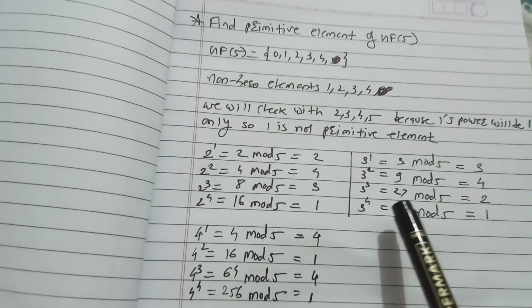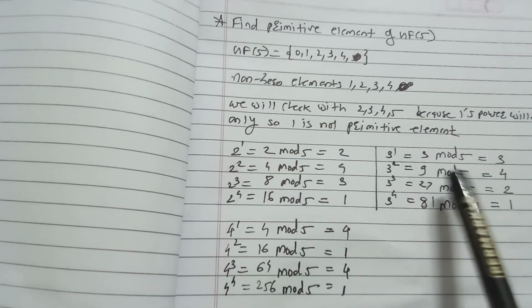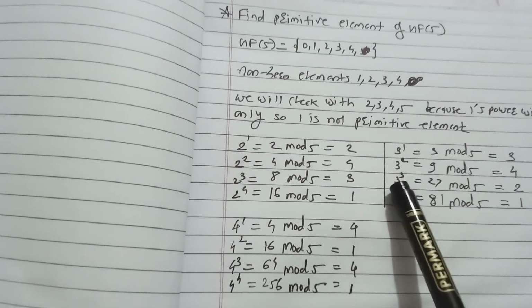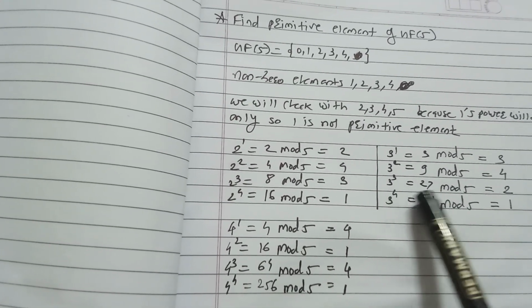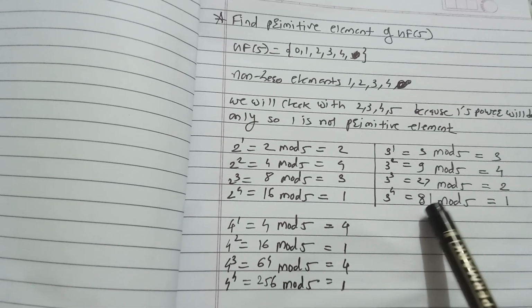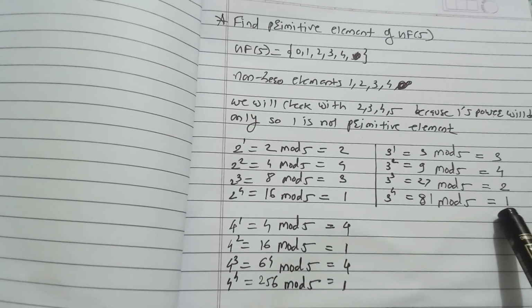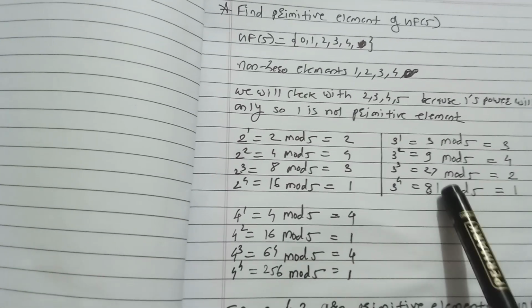Then let us check for 3. For 3, you are getting 3 mod 5 as 3. Then 3 square is 9. 9 mod 5 is 4. 3 raised to 3 is 27. 27 mod 5 is 2. 3 raised to 4 is 81. Mod 5 is 1. So that will be 1, 2, 3, 4. So 3 is also a primitive element.